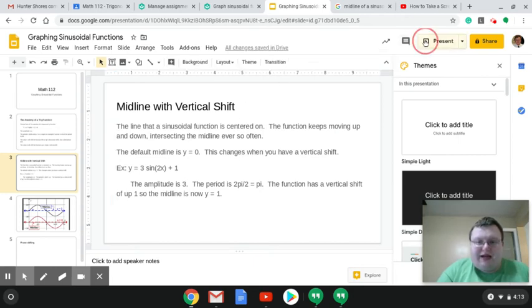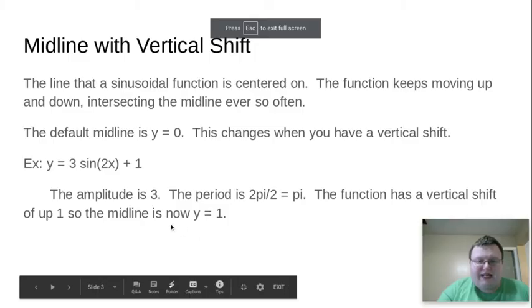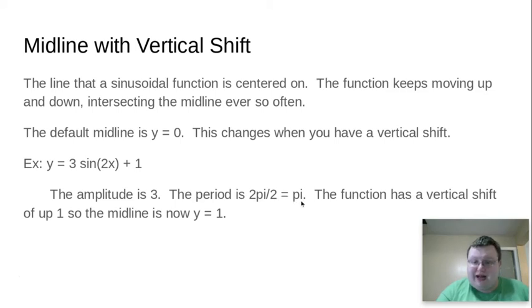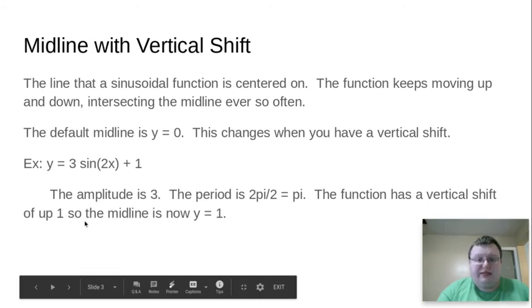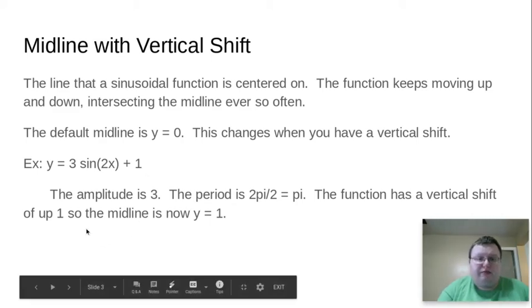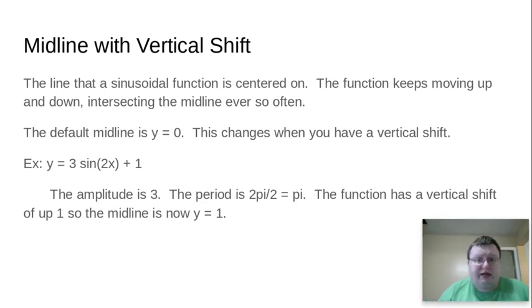So going back in, the amplitude is 3. Now that we fixed that little mistake, the period is 2 pi divided by 2, which is pi. And this function has a vertical shift of up 1, because of the plus 1 right here. That plus 1 signals that the function is being shifted up 1 unit. So instead of the midline being at y equals 0, like the default, it's now shifted up 1, so the new midline is y equals 1.